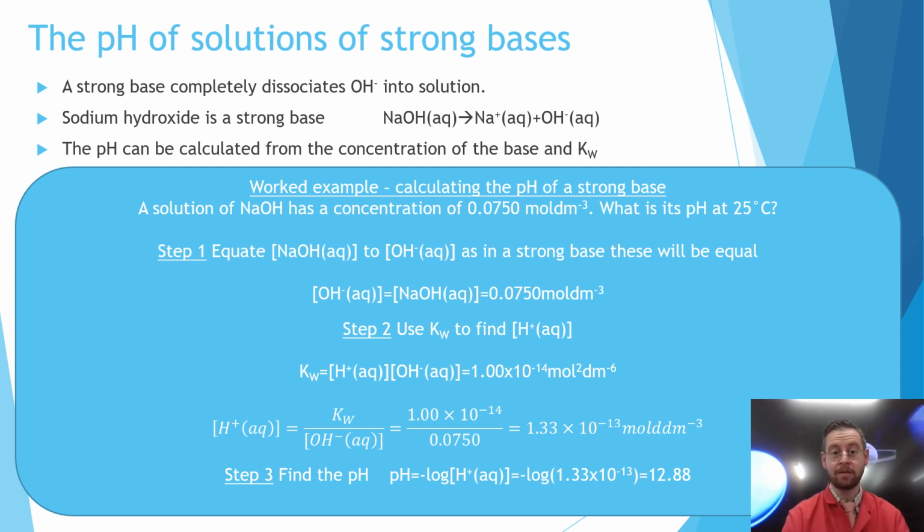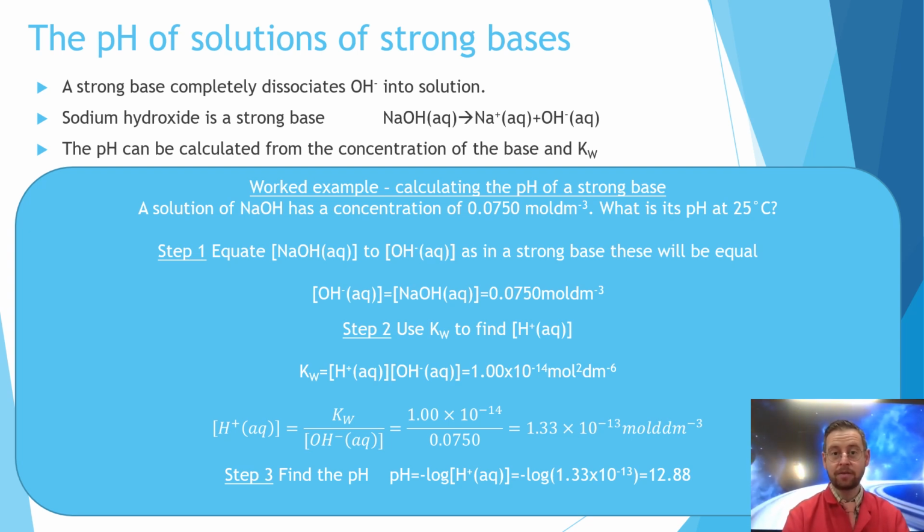So imagine this, a strong base, it completely dissociates OH minus into solution. So for example, sodium hydroxide turns into sodium ions and hydroxide ions. Now, we can work out the pH of this calculation from just the concentration of the sodium hydroxide and the ionic product of water, Kw. So here is how the question sets itself out. It gives the concentration of the sodium hydroxide to start with, and it wants to know the pH at 25 degrees C. Because it is a strong base, it's going to have complete dissociation of the OH minus.